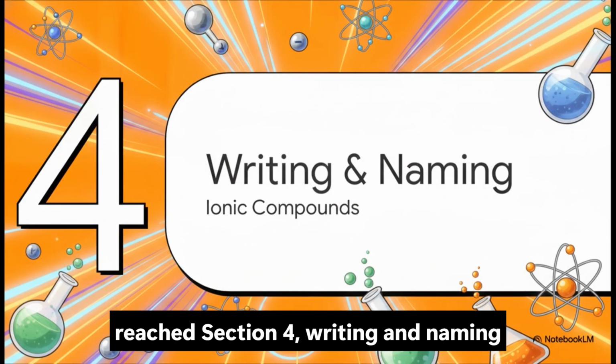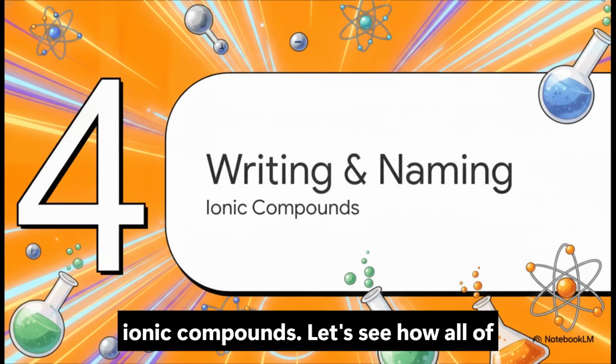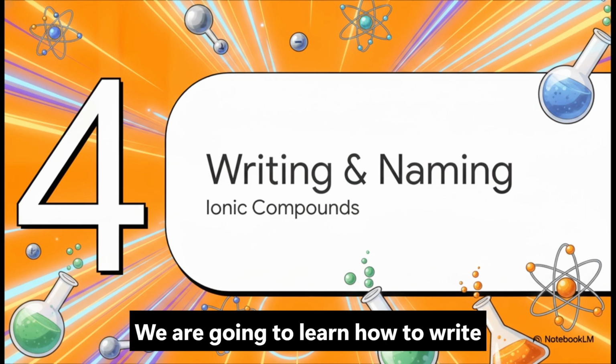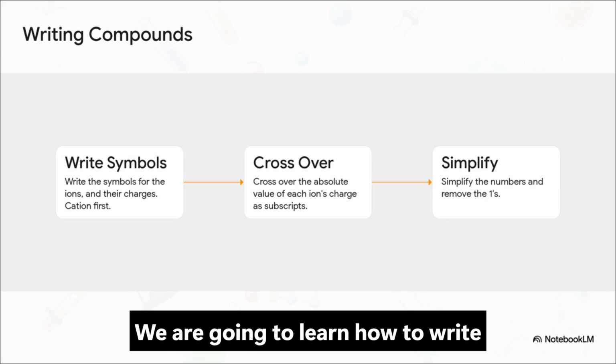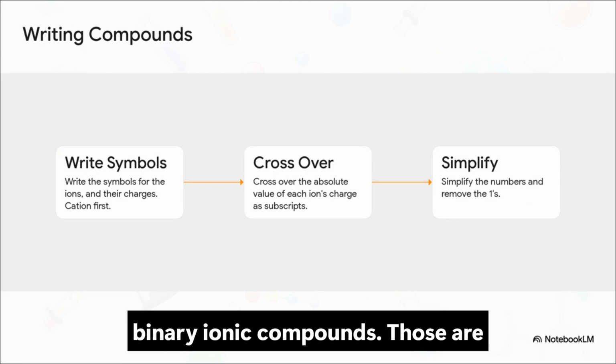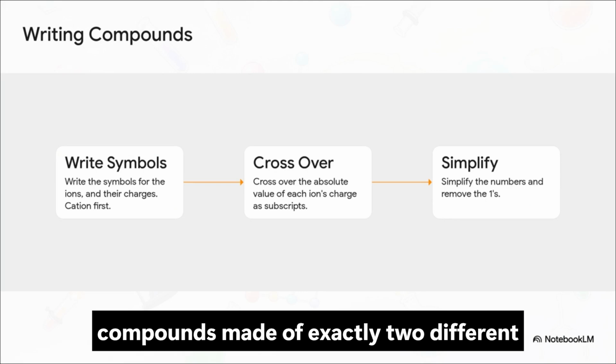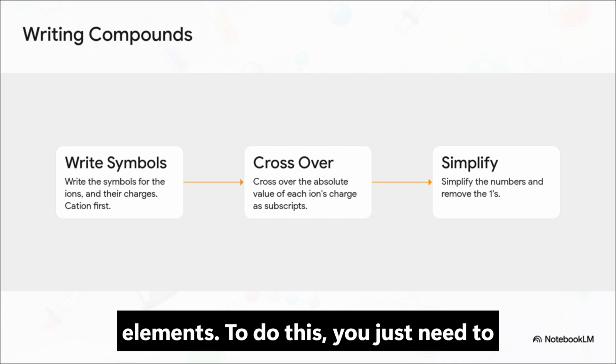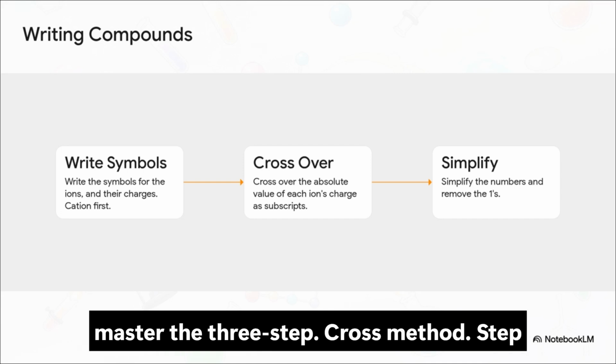Finally, we've reached section 4, writing and naming ionic compounds. Let's see how all of this builds into practical application. We are going to learn how to write binary ionic compounds. Those are compounds made of exactly 2 different elements. To do this, you just need to master the 3-step crisscross method.